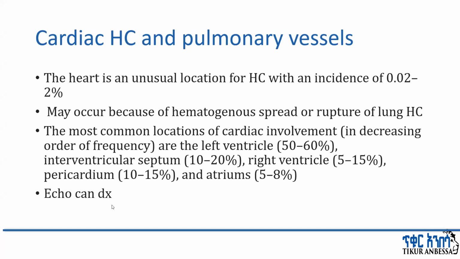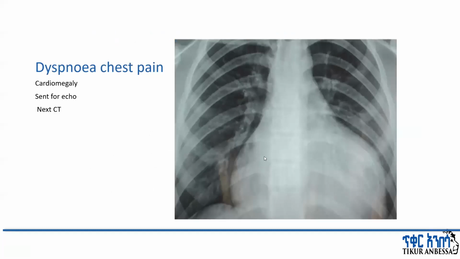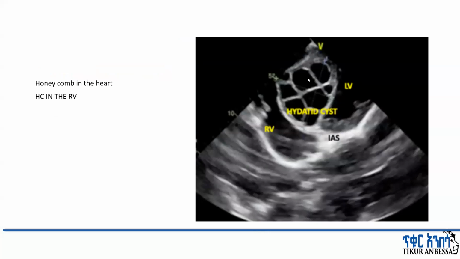So echo can help you in diagnosis. If you encounter this huge cardiomegaly, it is very difficult to suspect, but the patient persisted to have pain, and there is no sign of congestive heart failure. The lung is clear and the mediastinum is normal. This patient was sent for echo and it was suspected. Then the next step was to send for CT. You can see the echo finding, honeycombing in the heart.